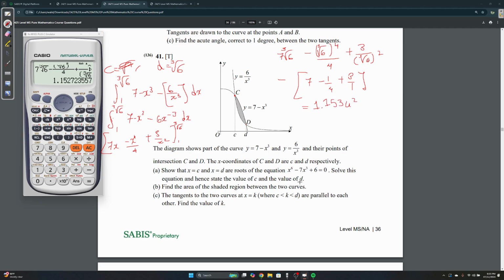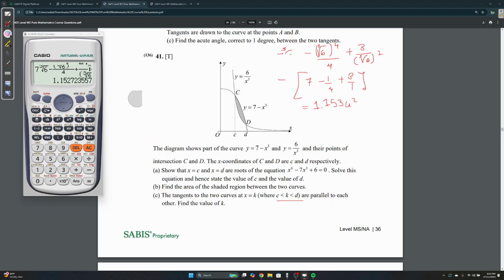unit squared. Okay, the tangents to the two curves at x equals k, where k is in between c and d, are parallel to each other. Find the value of k. Okay, so basically they want us to find a value of a tangent that are parallel to each other. Let me erase this, because this is all a mess. Okay, we found the answer.